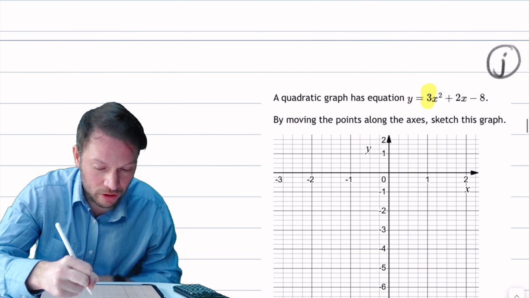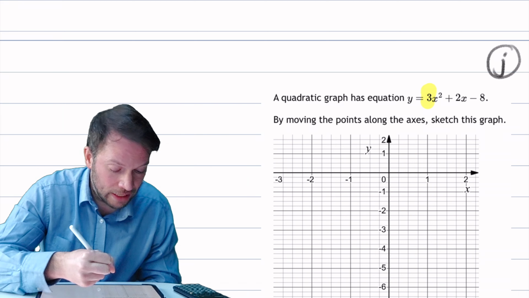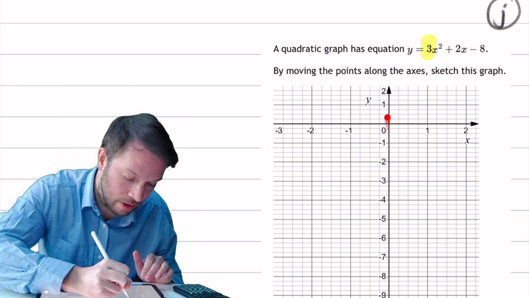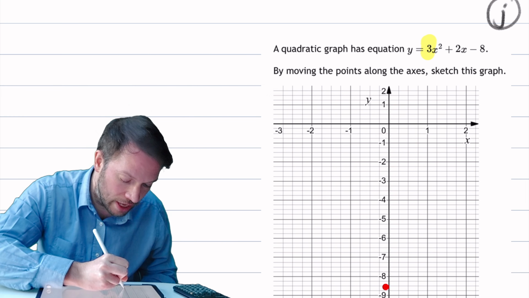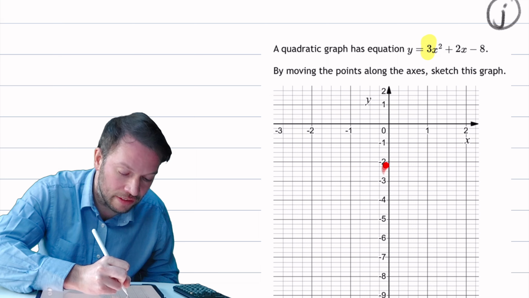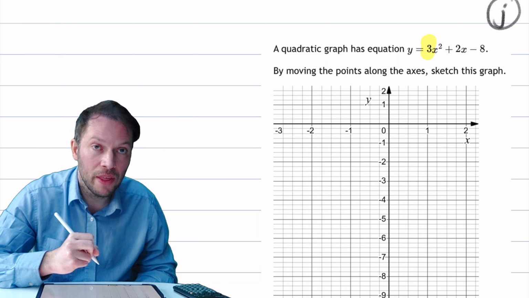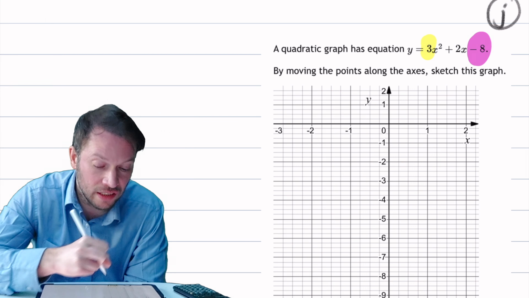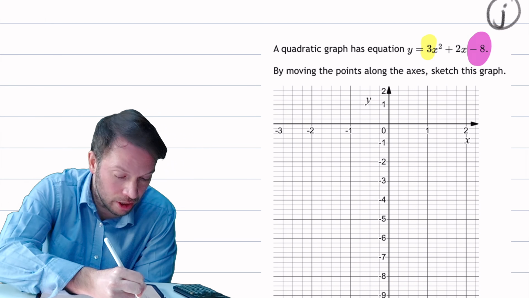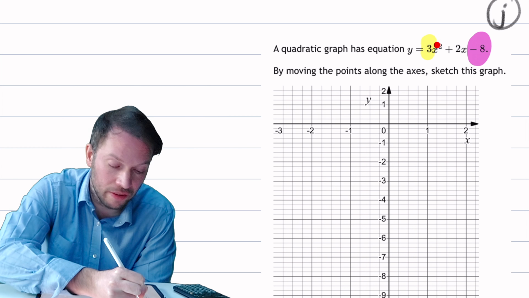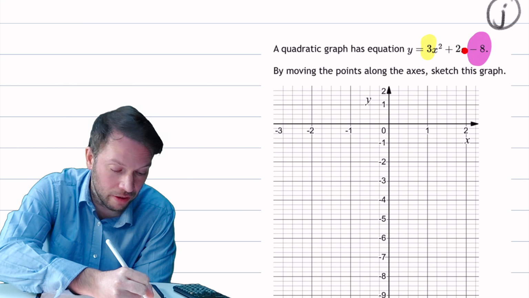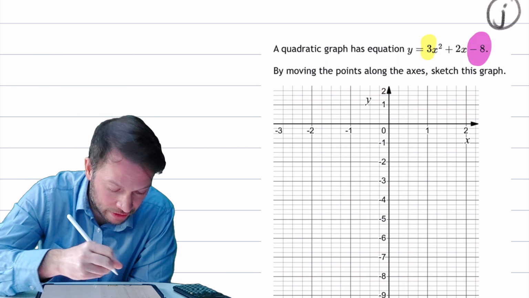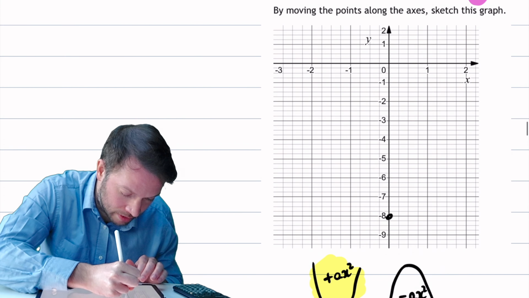And now we also want, as a starting point, to find where it intercepts the x and y axes. Remember, to find the y-intercept, we need to make the x value 0, because at any point on the y-axis, the x coordinate is 0. The quick way to do that is to just look at the constant term at the end, because if x was 0, you'd have 3 times 0 squared is 0, plus 2 times 0 is still 0, minus 8, and that would just give you minus 8. So the y value when x is 0 will be minus 8. Let's plot that down here.